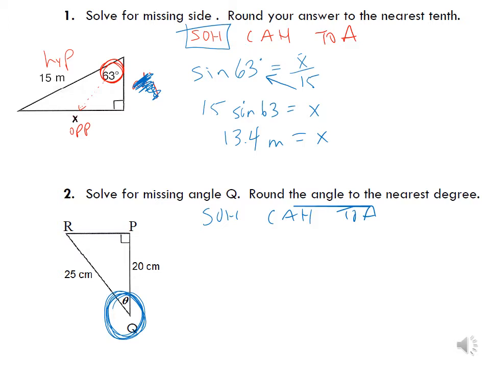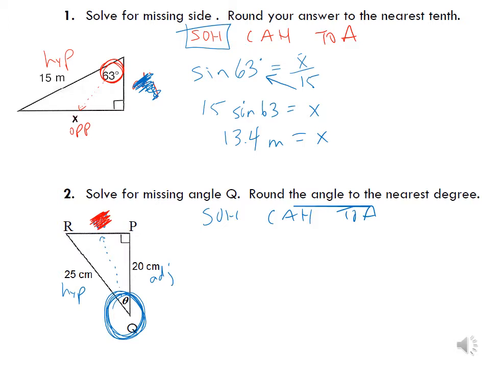So across from the 90, hypotenuse. All the way across is your opposite. And then right beside is your adjacent. Now, which side gives you nothing? That would be opposite, so get rid of it.